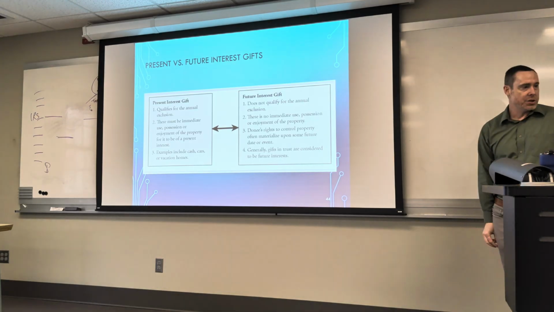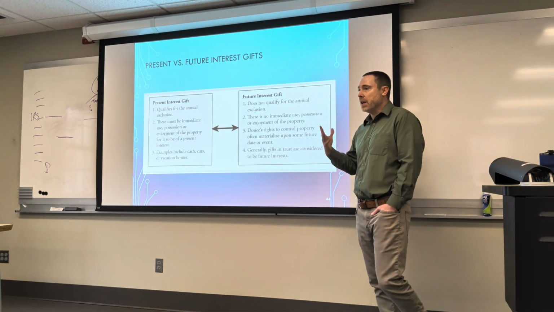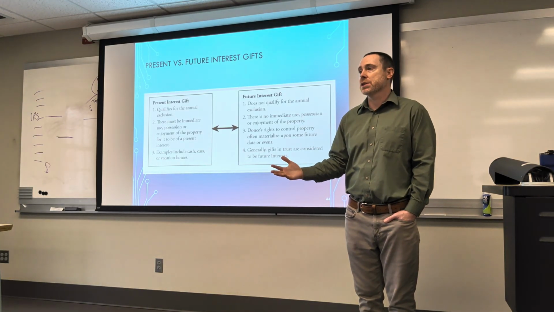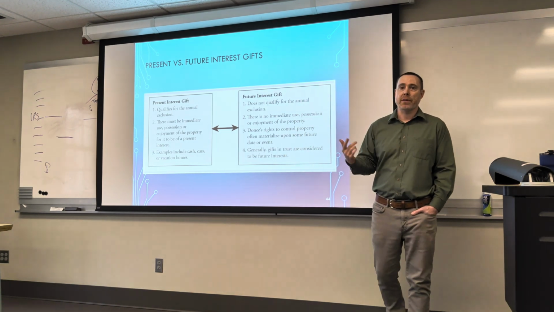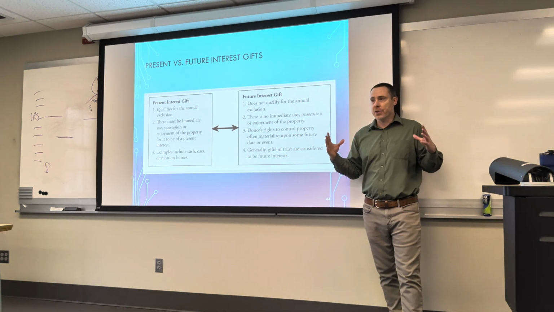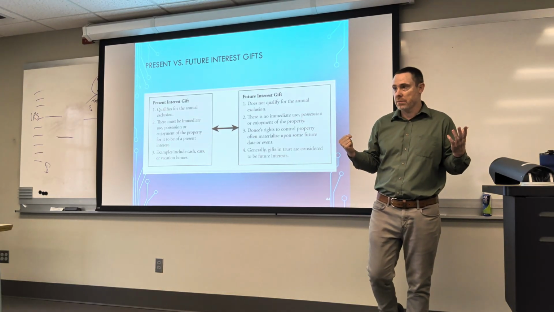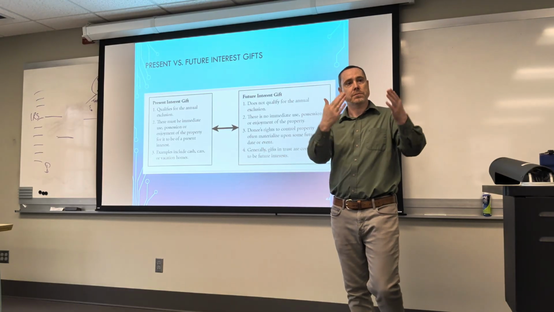Talk about the present interest, future interest: they may never receive it. They can't immediately use it or enjoy it right now. So that's like a gift to a trust. I can make that gift to a trust a gift of present interest by allowing that window of opportunity, the Crummey provision, that allows the beneficiary to take those dollars for 30 days, 60 days, whatever.